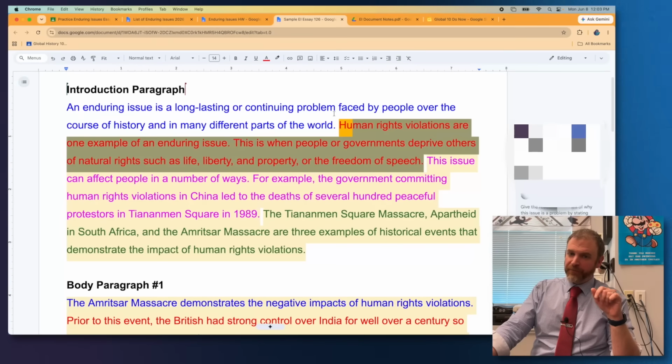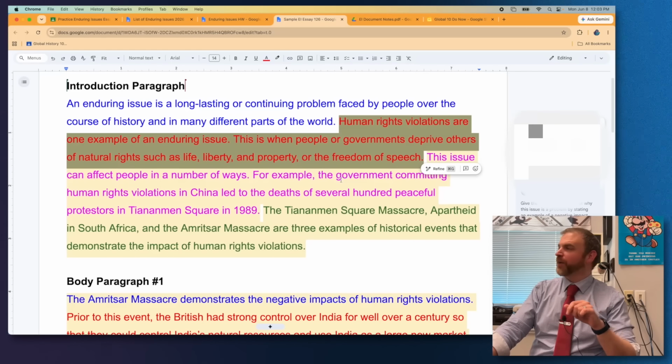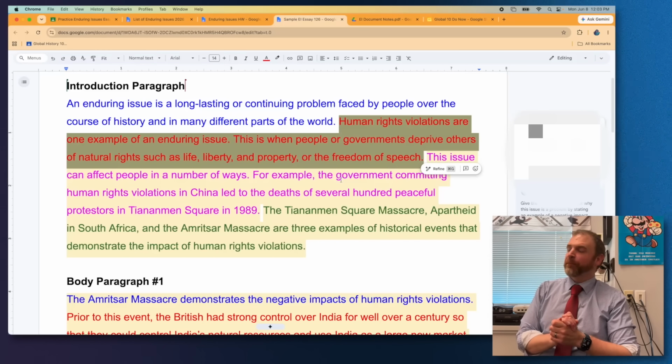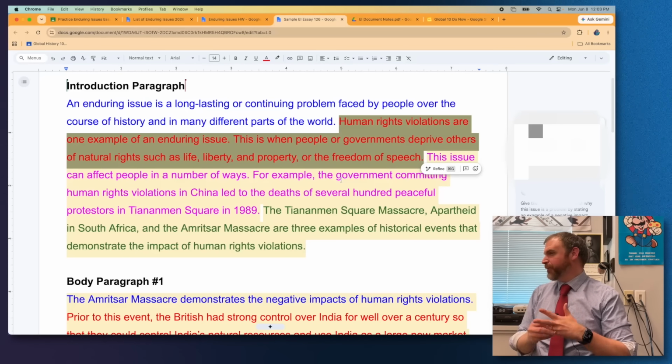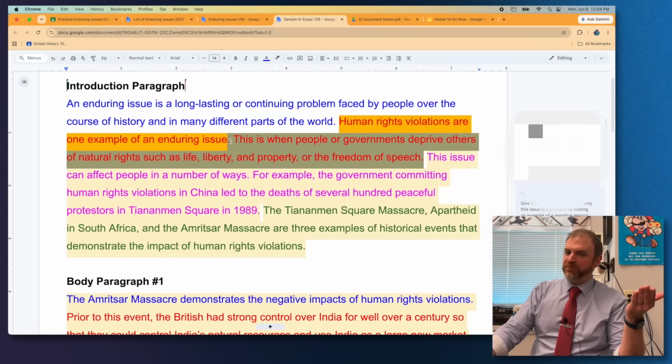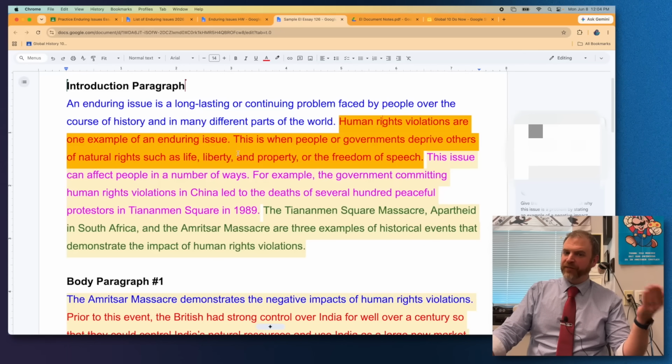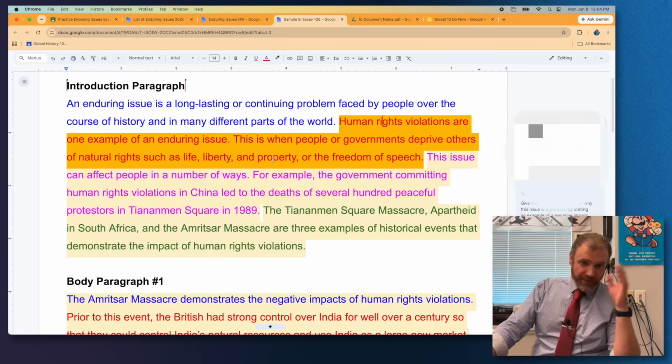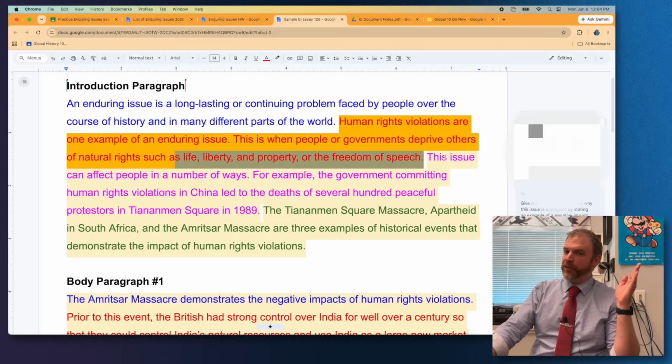Then, you tell the reader what enduring issue you're going to be writing about in your essay. But don't say, in my essay, I'm going to talk about human rights violations. You shouldn't be using first person in a social studies essay anyway. That just sounds like you're still in middle school. No, just tell the reader what the issue is and explain what it means. So human rights violations are an example of an enduring issue. This is when governments deprive people of life, liberty, property, or the freedom of speech.